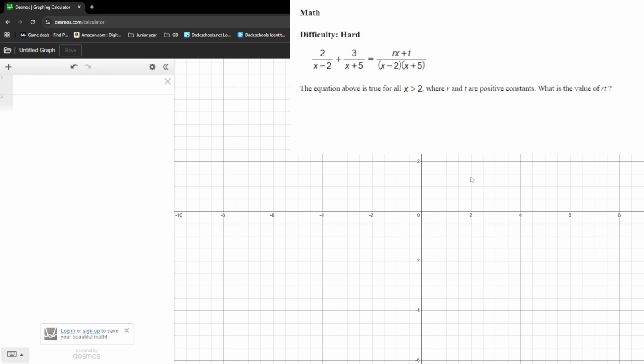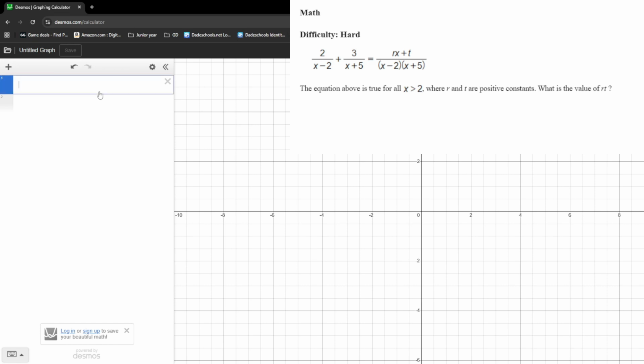Alright, so this question is another equivalent expressions problem. As you can see, they give us one function and they set it equal to another, and there's constants, and they're asking for the value of those constants. However, we have to realize that we can't do exactly what we did last time, because this is not true for all values of x. It's only true for values of x that are greater than 2. So I'll show you how to deal with that in a second.